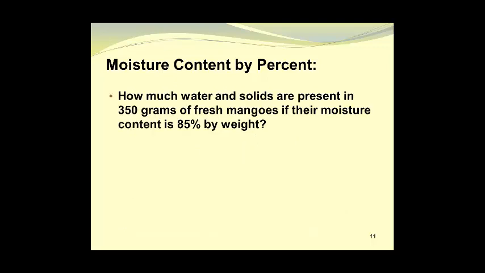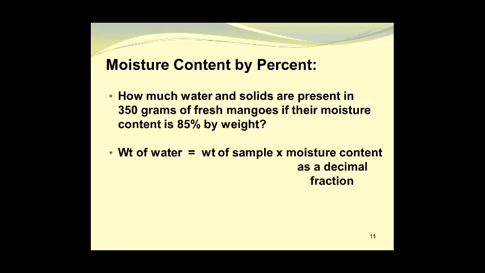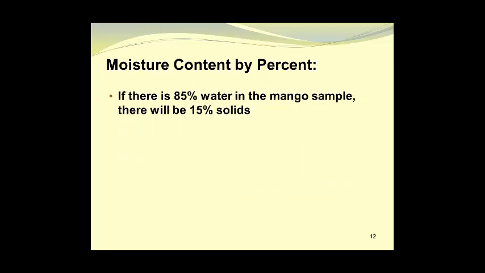In another question, we are asked to find out how much water and solids are present in 350 grams of fresh mangoes if their moisture content is 85% by weight. So the weight of the water will be equal to the weight of the sample times the moisture content as a decimal fraction. We have 350 grams of sample times 85% by weight as a decimal fraction, which becomes 0.85, and that works out to 297.5 grams of water.